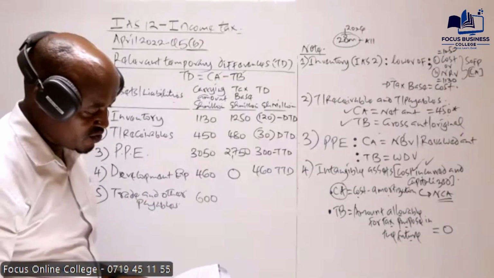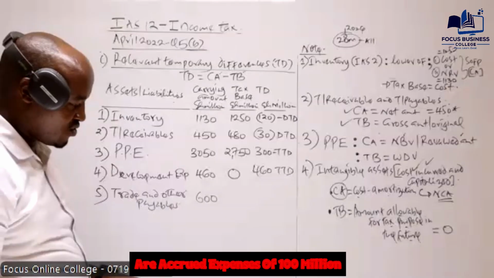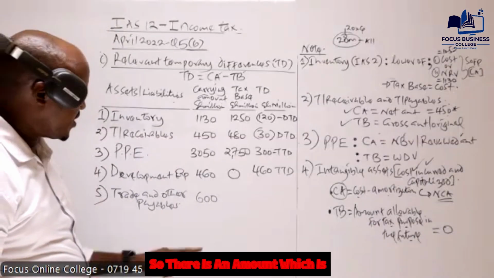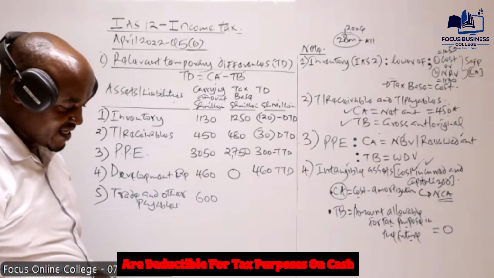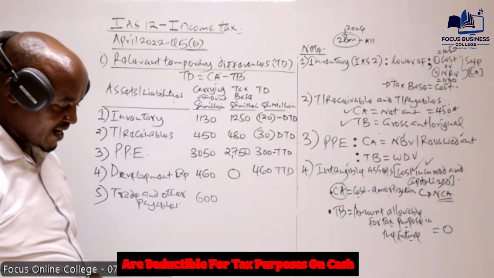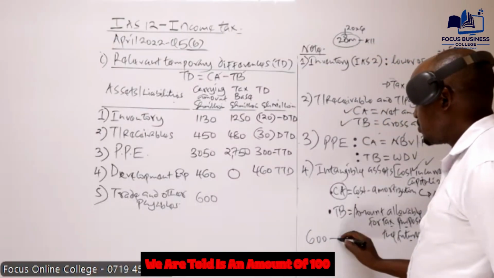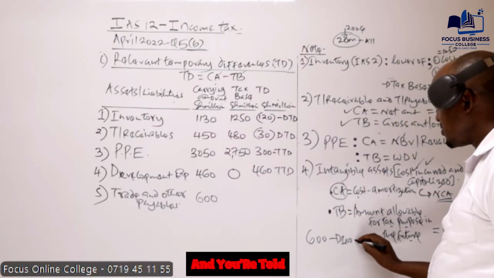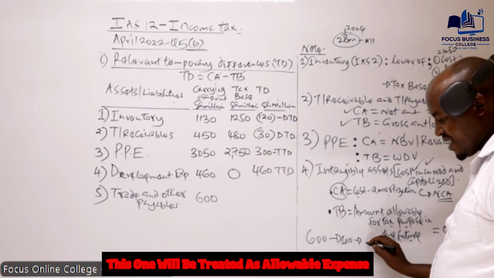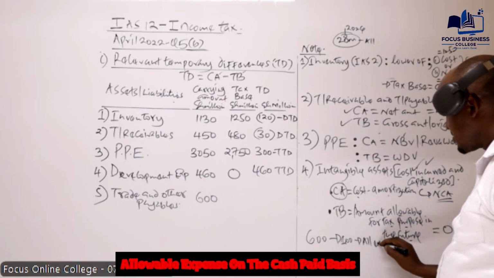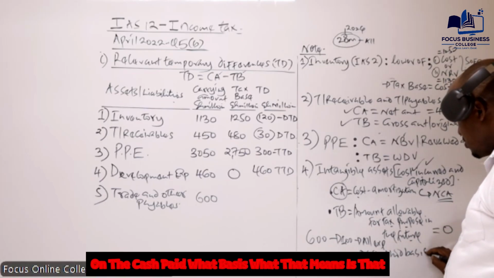We are told that included in the other payables, remember these trade and other payables, are accrued expenses of 100 million. So there is an amount included here, which are accrued expenses whose related expenditures are deductible for tax purpose on cash paid basis. What does that mean? Included in this amount of 600 is an amount of 100, and you are told this one will be treated as allowable expense on the cash paid basis.